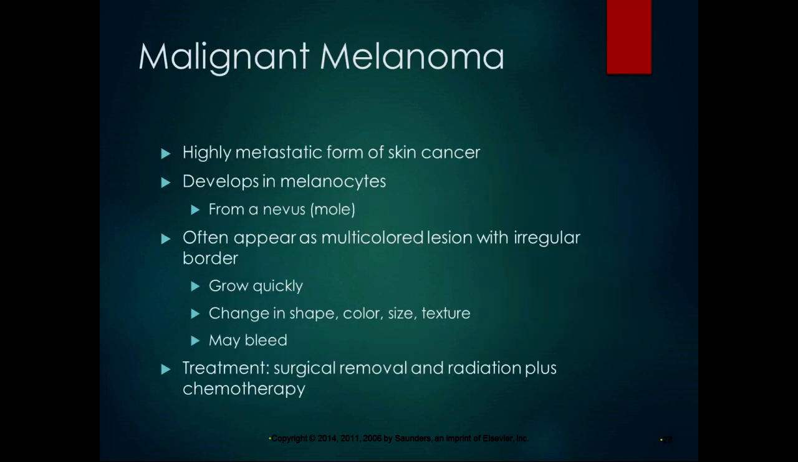Malignant melanoma is the dangerous one that can kill you. Highly metastatic form of skin cancer. It develops in melanocytes, that's why it's called a melanoma, from a nevus, otherwise known as a mole. So they often appear as a multicolored lesion with an irregular border. They grow quickly and they change in shape, color, size, and texture, and they may bleed. It's treated by surgical removal and radiation plus chemotherapy.